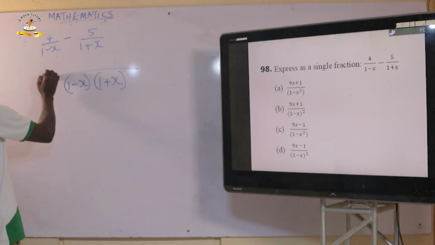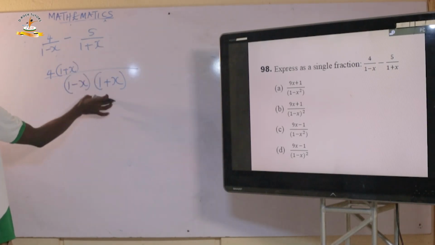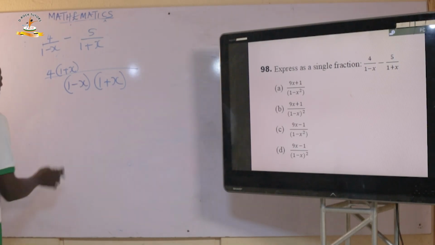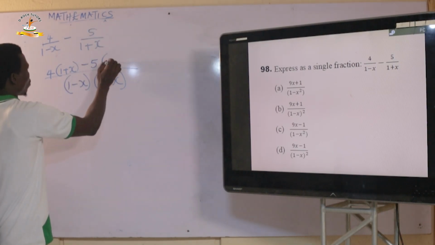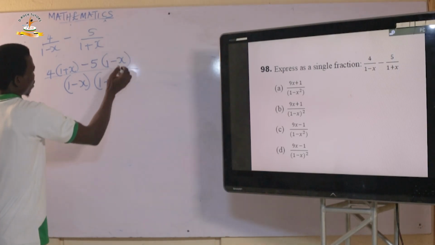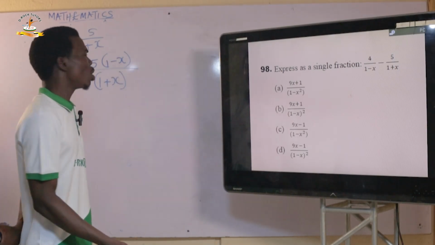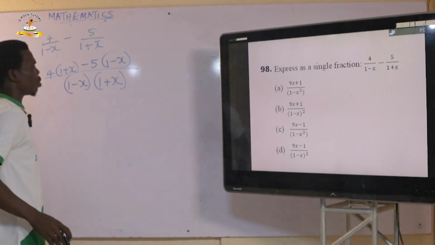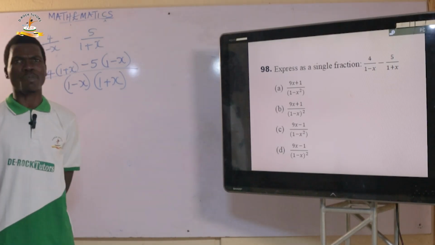Multiply by this 4, right? Yes. 1 plus x. Then 1 plus x goes there. What are we left with? 1 minus x. Multiply by this minus 5 into 1 minus x. That is the first stage. Secondly, what do we do? We look at this denominator. This is simply what? Difference of 2 squares. So you don't actually need to expand.